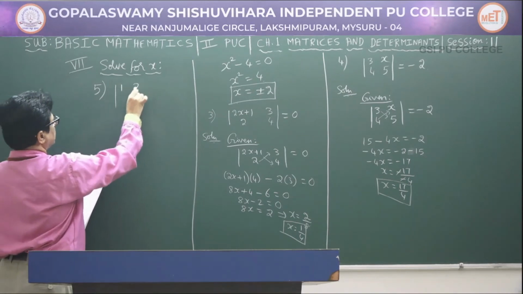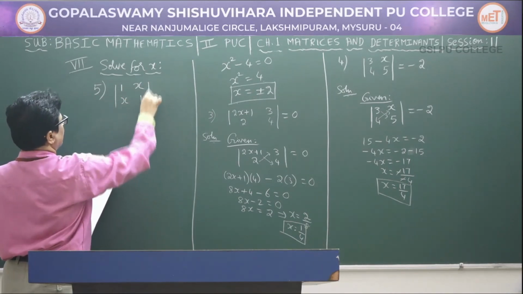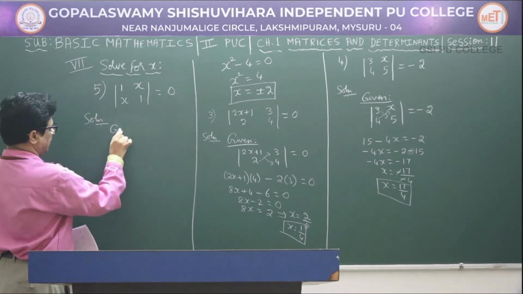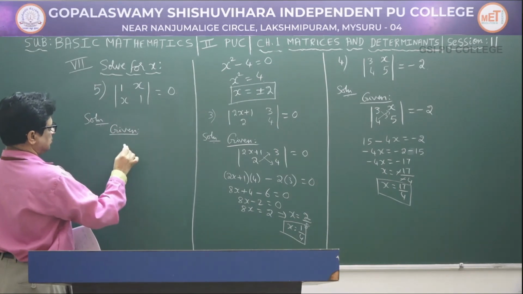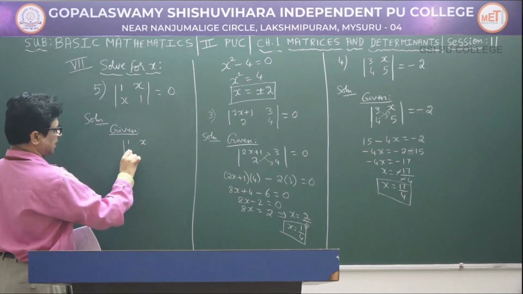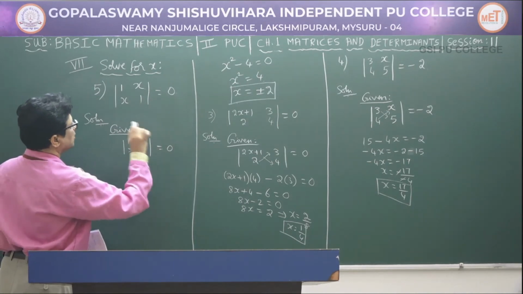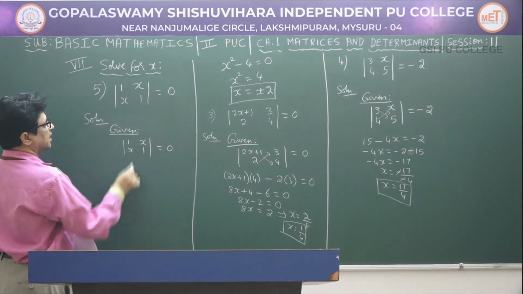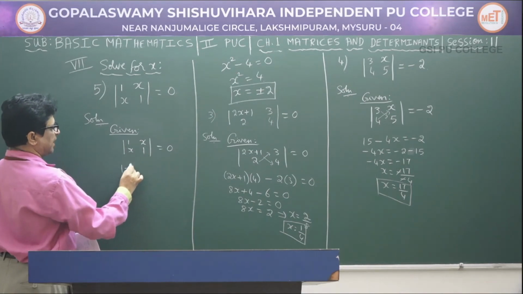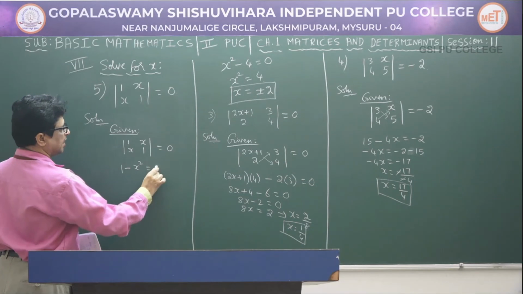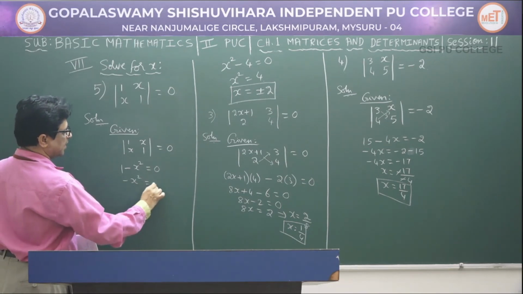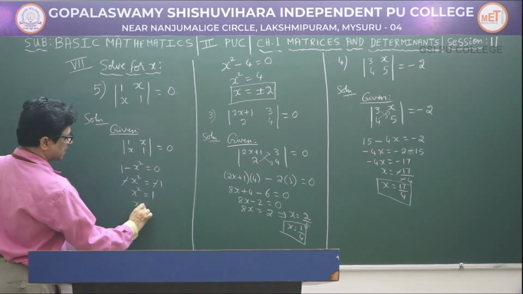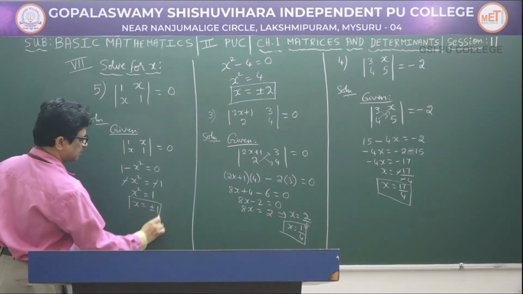Determinant of 1 x, x 1 will be equal to 0. Solution. The product of the principal diagonal minus the product of the other diagonal. So 1 into 1, 1, minus x into x, x square, equals 0. So minus x square will be equal to minus 1. Minus and minus will get cancelled. So x square is equal to 1. So x equals plus or minus 1.